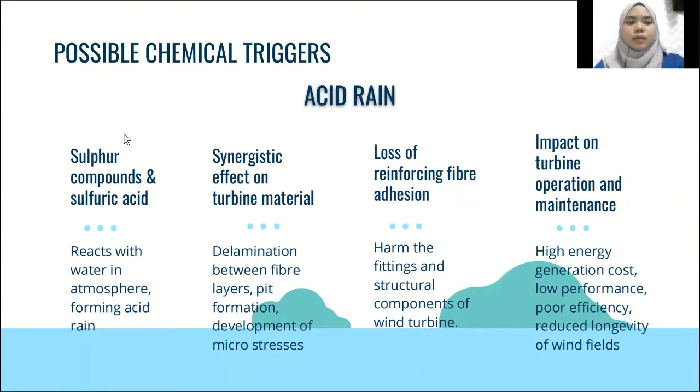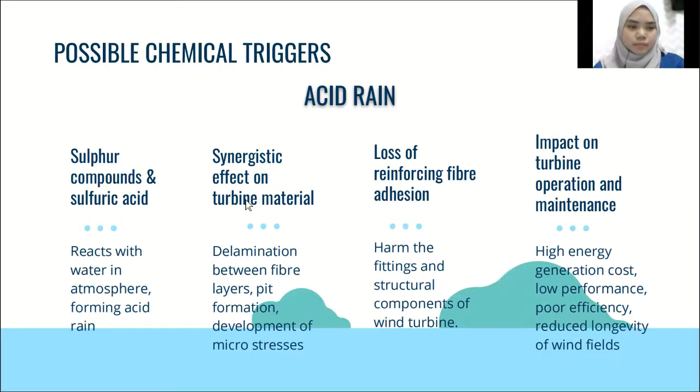Next, the possible chemical that threatens our product is acid rain. A common pollutant from industrial processes, such as sulfur compounds or sulfuric acid, reacts with water in the atmosphere, thus forming acid rain. The acidic rain condition gives a synergistic effect on turbine material.